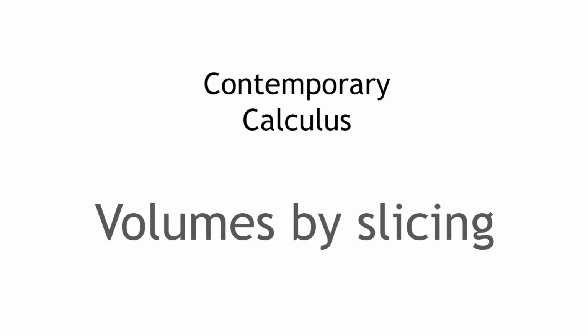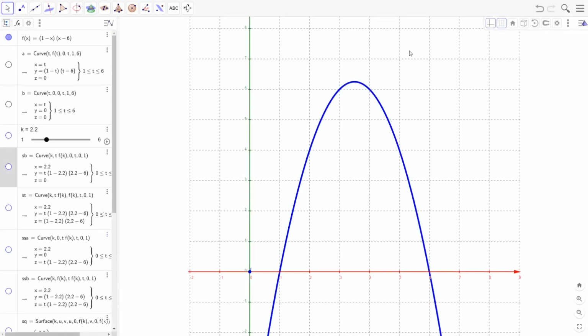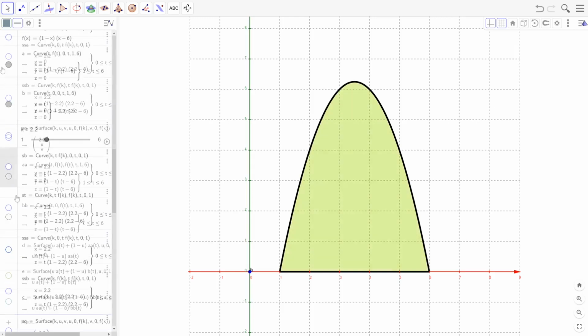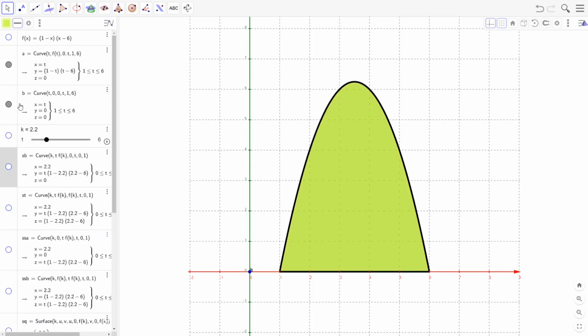In this video, we'll begin to use definite integrals to compute volumes. Here we have the graph of a parabola given by the function f of x equals the quantity 1 minus x times the quantity x minus 6. Let's look at the region in the first quadrant cut off by that parabola and shade in that region.